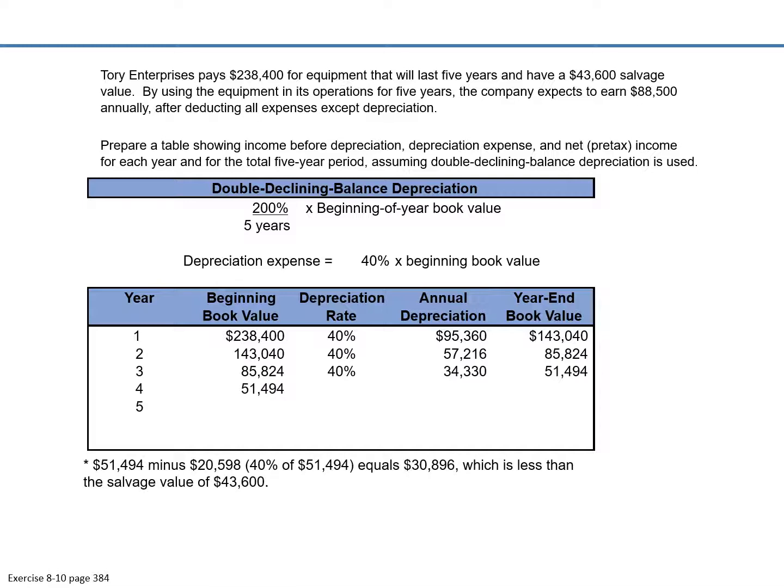In year 4, 40% of our $51,494 takes our net book value to below what our salvage value should be, which is $43,600. So we're going to force it, right? And we have no depreciation in year 5. So there's our annual depreciation by year.